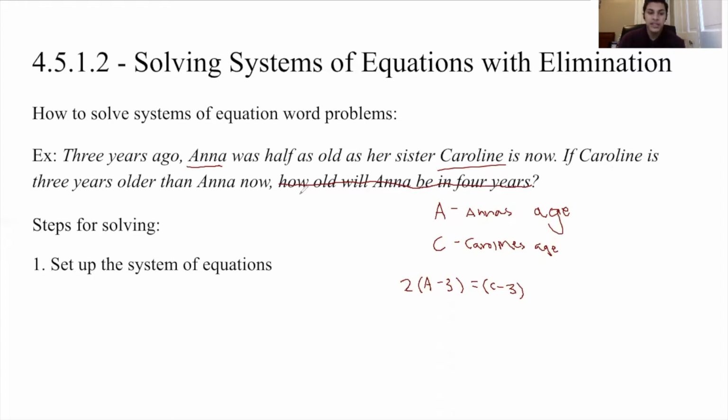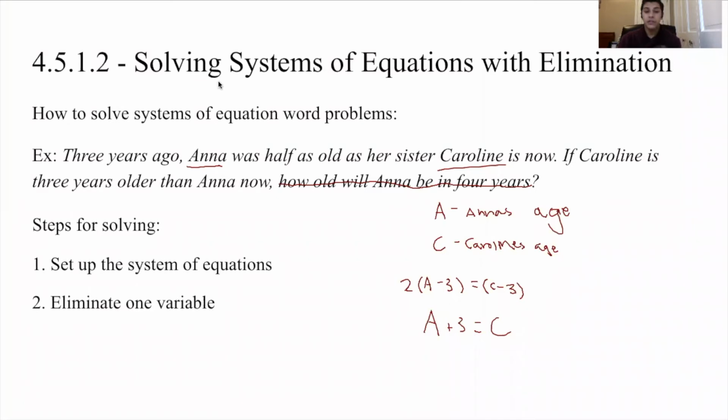If Caroline is 3 years older than Anna now, all right, so that's actually a lot more of a simple equation to set up, right? Because if Caroline is 3 years older, then Anna's age, which is A, plus 3 should be equal to C, or Anna's age plus 3 is equal to Caroline's age. All right, so now we have our two equations set up, so we can move on to the next step. All right, step number 2 is to eliminate one variable.